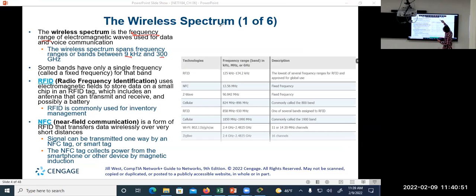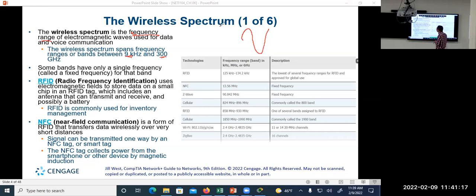Hertz is one fluctuation per second. So if you have 9 kilohertz, that means you have 9,000 fluctuations in 1 second, and at the top of the range it's a huge number of fluctuations. That is the way it separates the frequency bands, so everything from 9 kilohertz to 300 gigahertz has to be arranged.